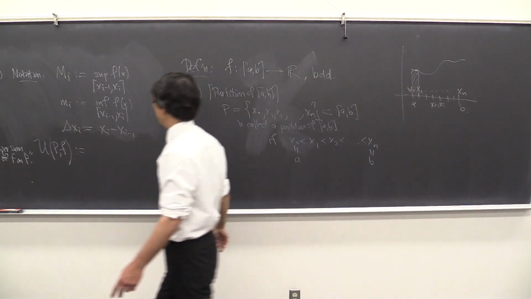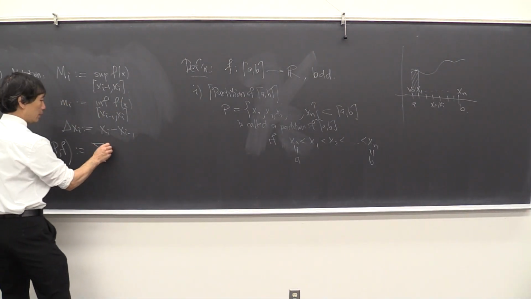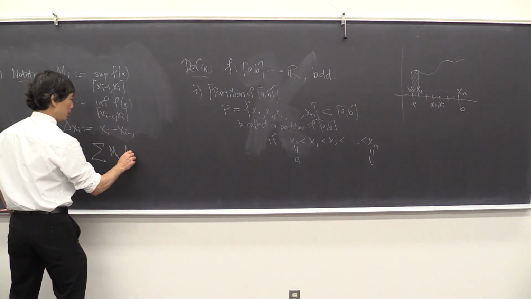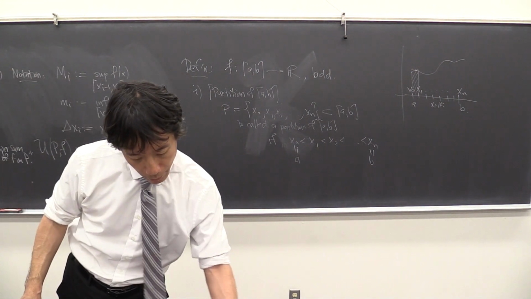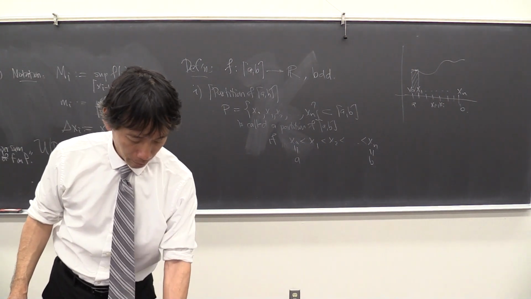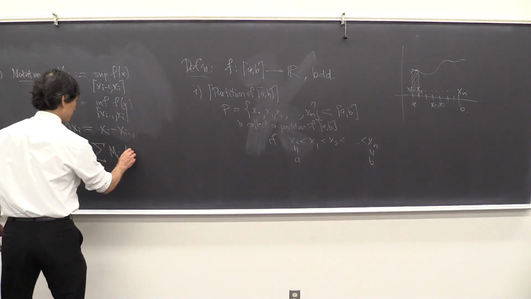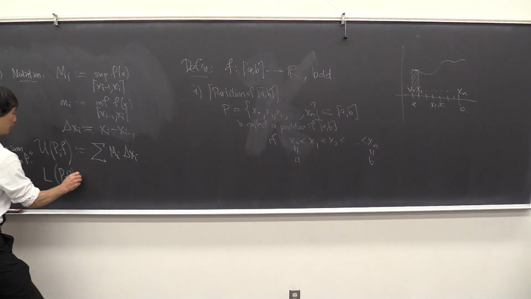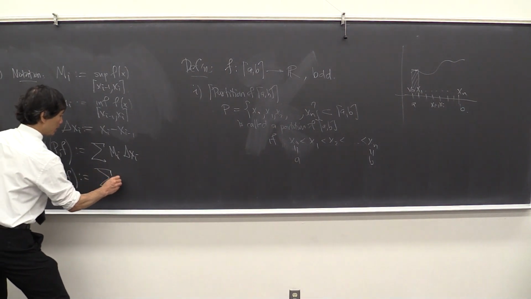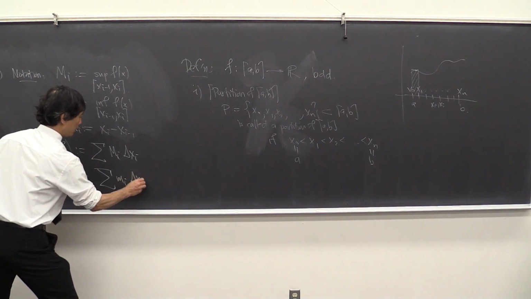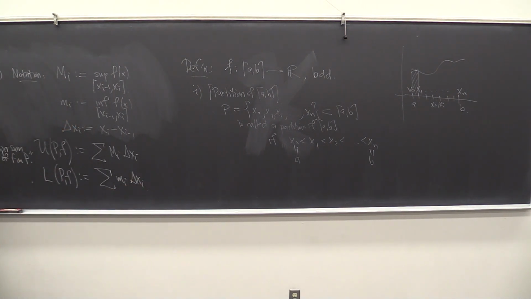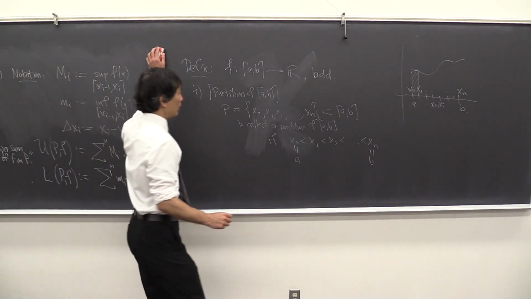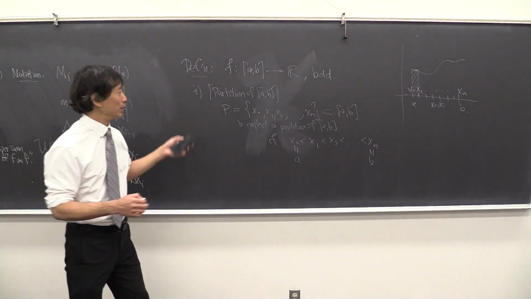So this is going to be the summation of capital M sub i times delta x_i, and the lower sum L(P, f) is going to denote the summation of the lower values times the widths. Okay, I'm sure you've seen this sort of thing before. Or if you haven't, you've probably seen something very similar to it.